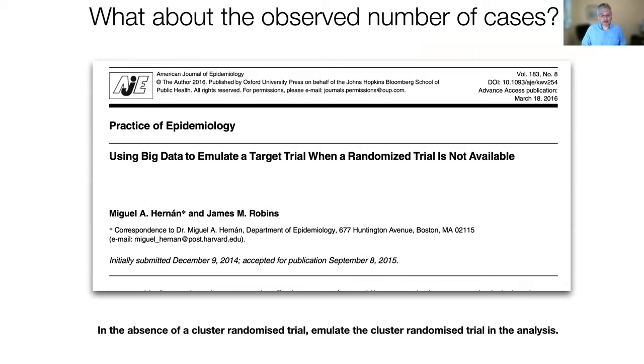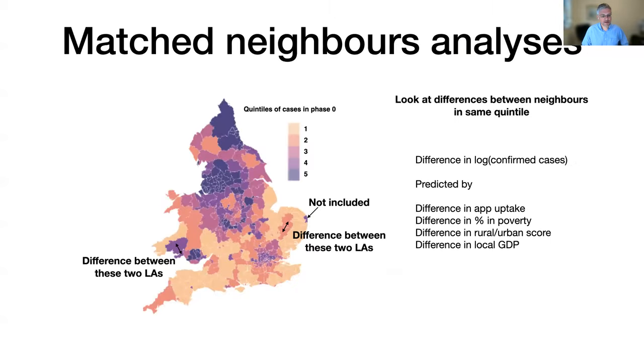So in the absence of a trial, we took the approach advised by Hernán and Robins, at least as far as we interpreted it, which was to analyze the data as if they were a trial. There are many risks of confounders here, and our findings still have that limitation, but this is how we went about trying to mitigate the problems of confounding. We created matched pairs of areas, local authorities, and we matched them to have a similar trajectory of the epidemic before the app was introduced. You can see this area right over to the east of the country, for example, would not have been included in our analysis because it didn't have any neighboring areas with a similar epidemic trajectory. We then statistically adjusted for potential confounders such as poverty, rural-urban score and local GDP. But the key effect is really this matching on being neighboring areas.